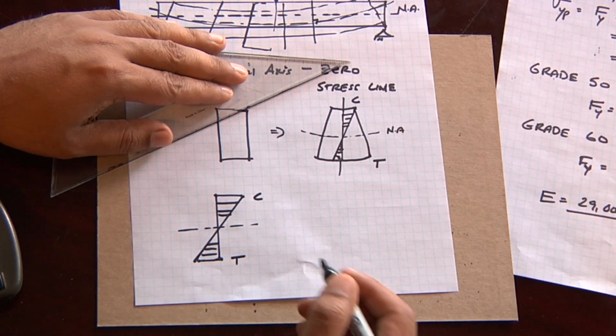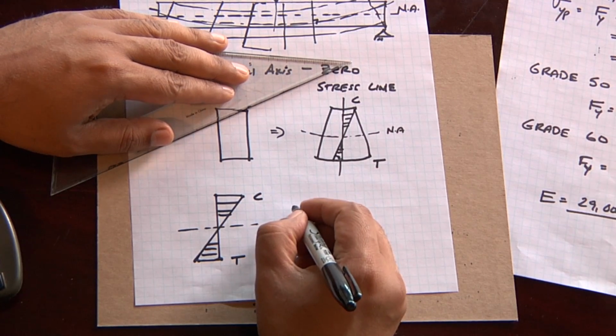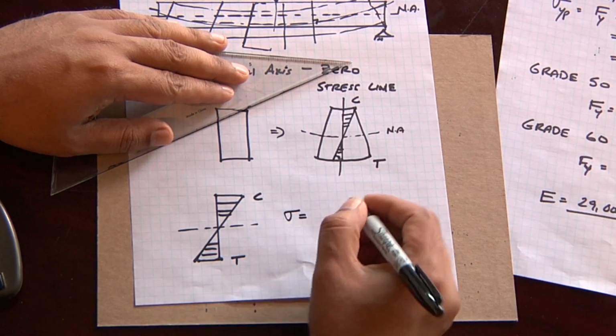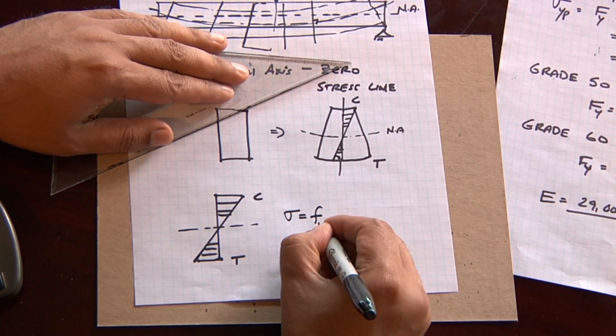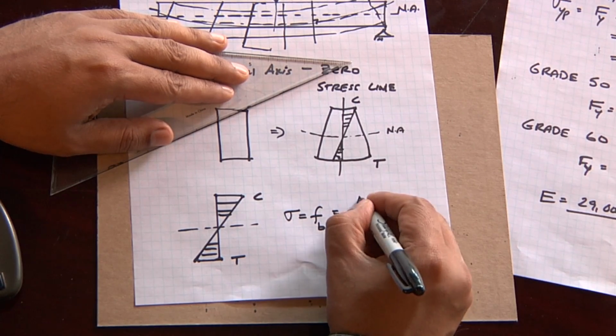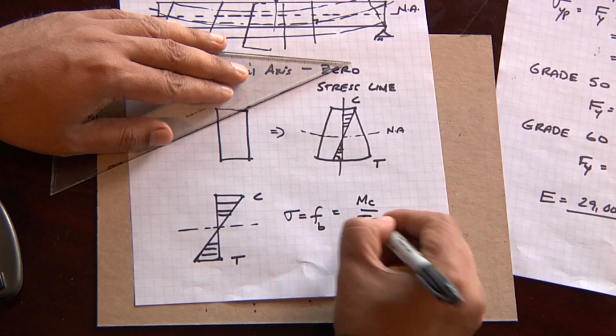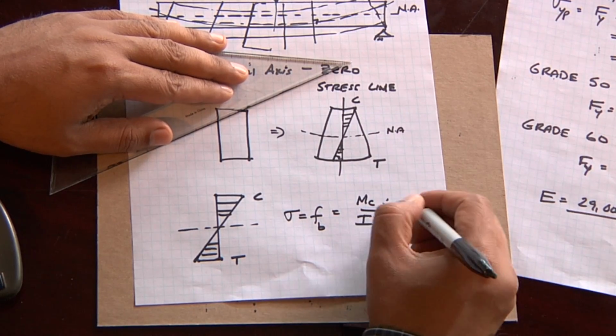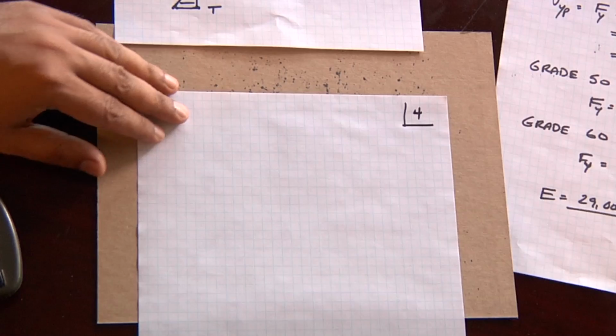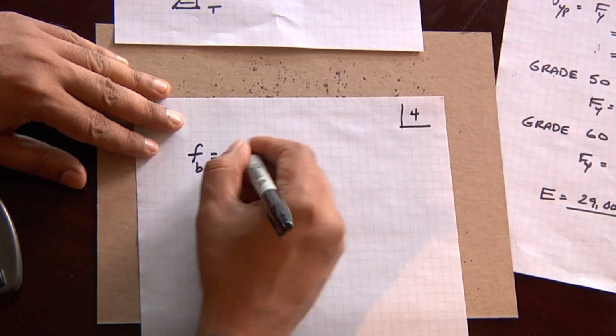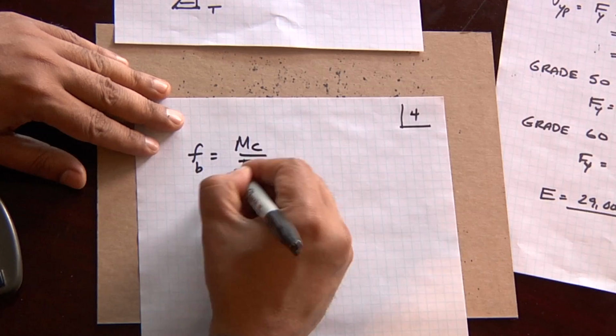Compression on the top, tension on the bottom, and the formula for the stress, sigma, or normally we use F sub B, is capital MC over I, or also known as M over S. Let's define what those terms are: the moment divided by the section modulus.